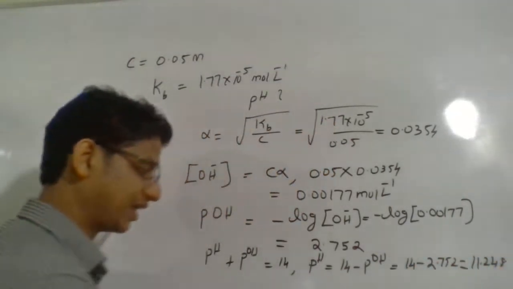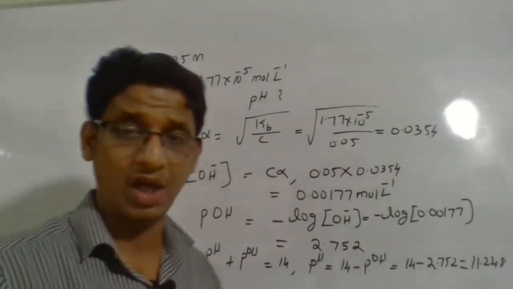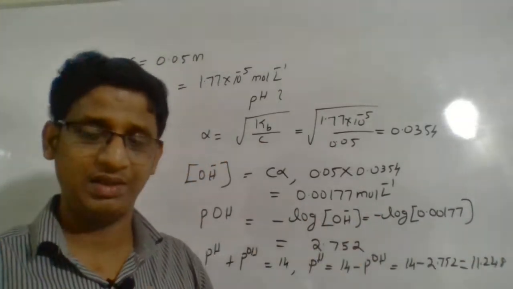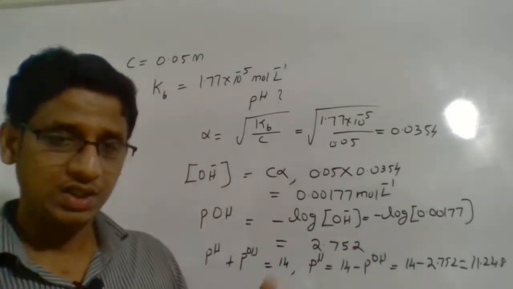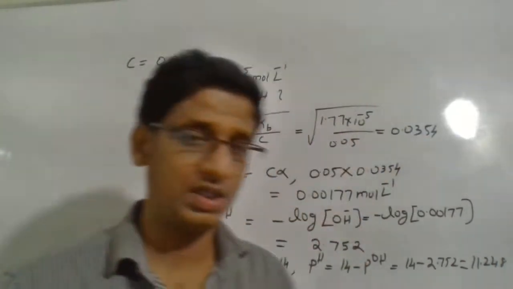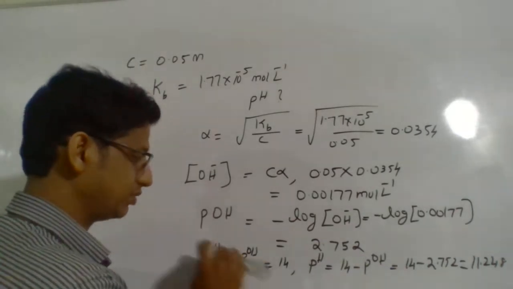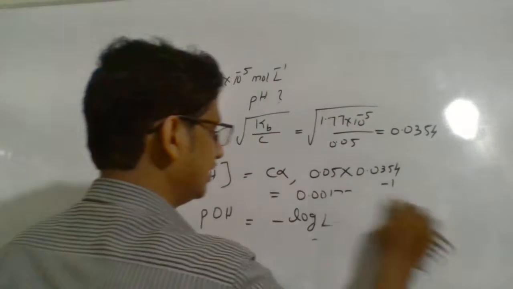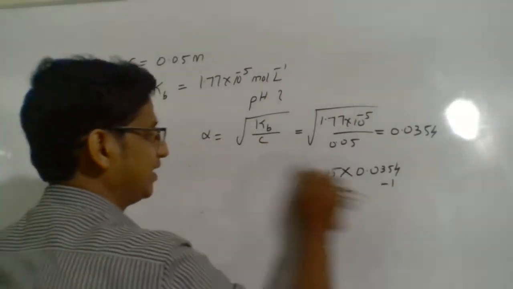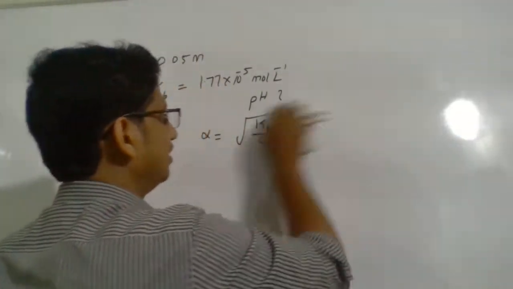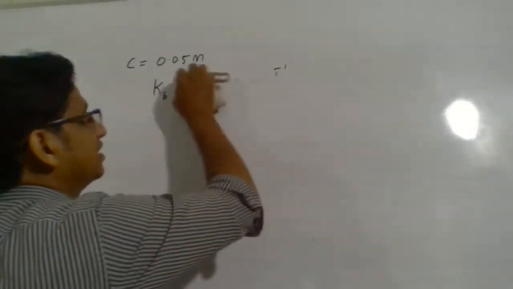Which will come around 11.248. Remember, this is a basic solution, so you have to get a pH which comes in the basic region. That's the way you can check whether your calculation is right or not. So this looks good, because ammonia is basic and you are getting a pH in the basic region. Greater than 7 is basic, less than 7 is acidic, and pH equal to 7 is neutral. Let us move to the next problem.